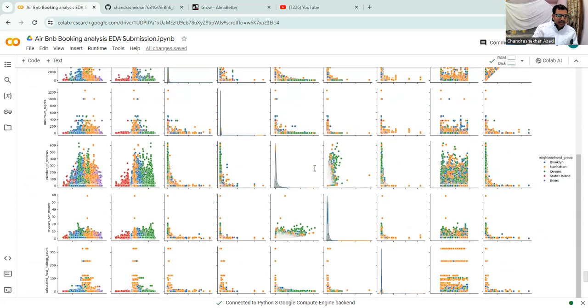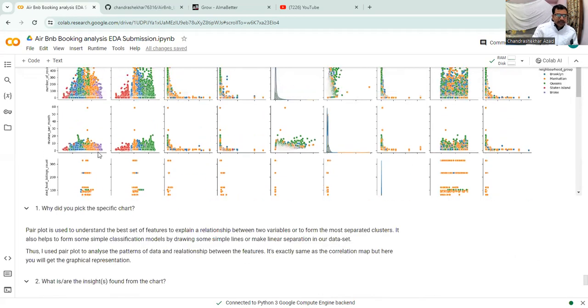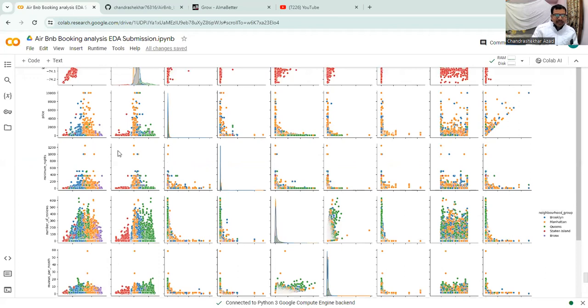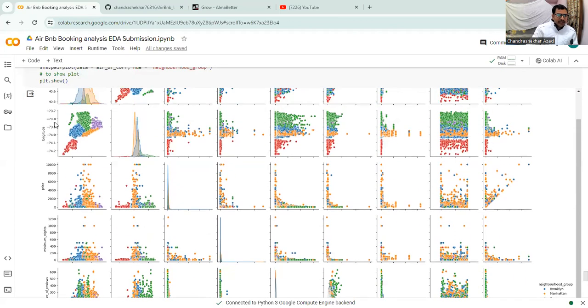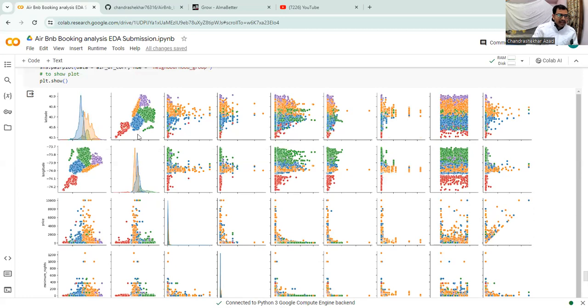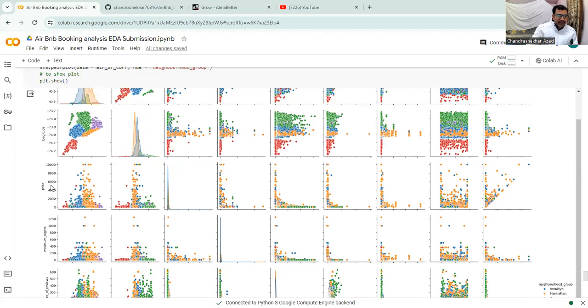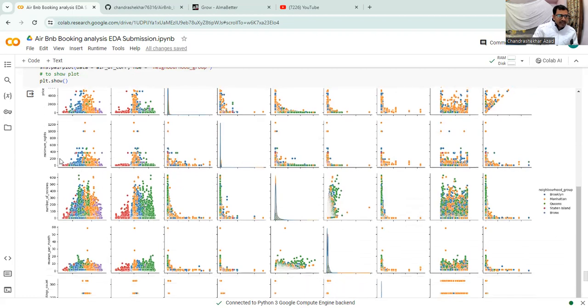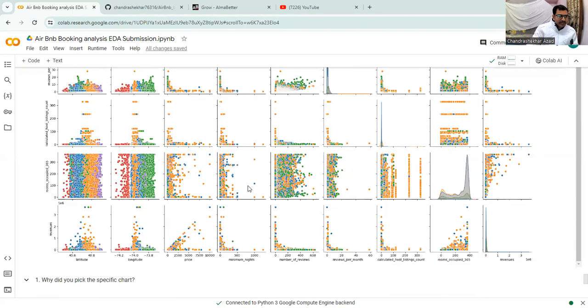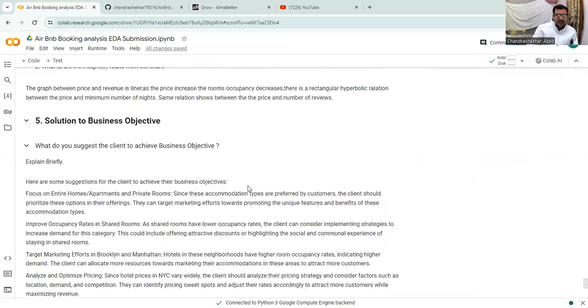The next is the pair plot. Here we can see different relationships between different variables: longitude versus longitude, longitude versus latitude, and price versus longitude and latitude. So here we can see that at zero price, rooms are available in the neighborhoods. The colored dots show the different neighborhood groups. Minimum nights.